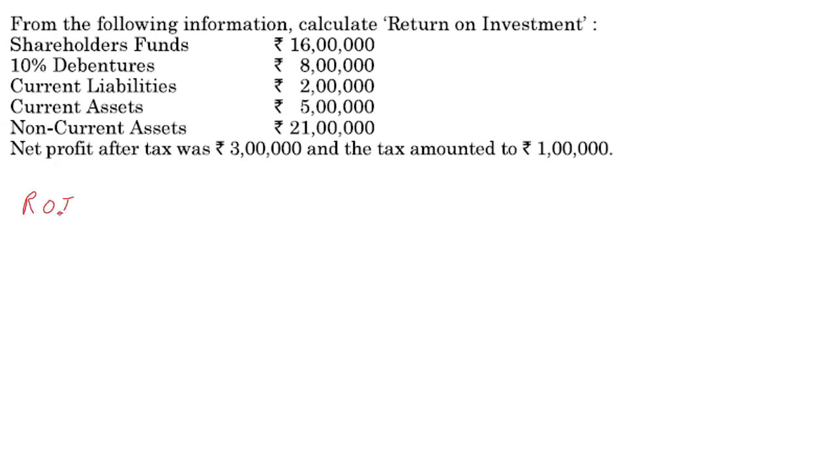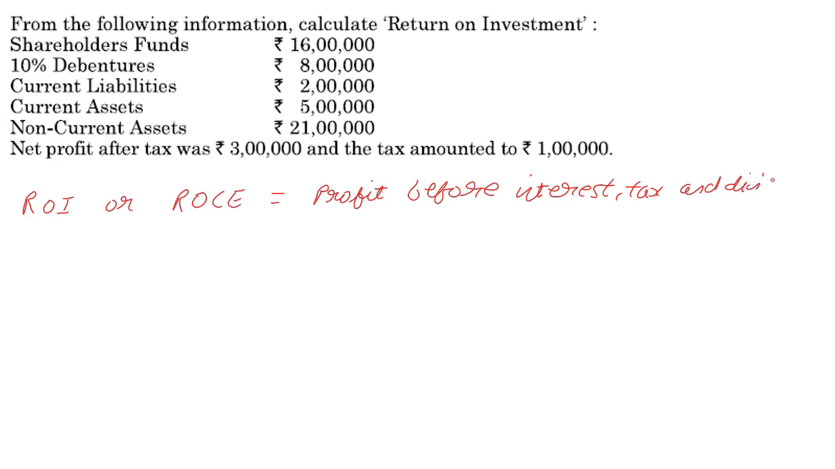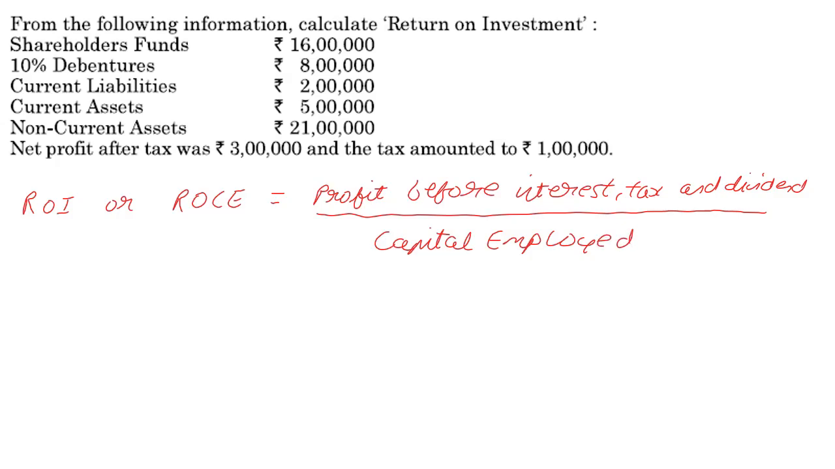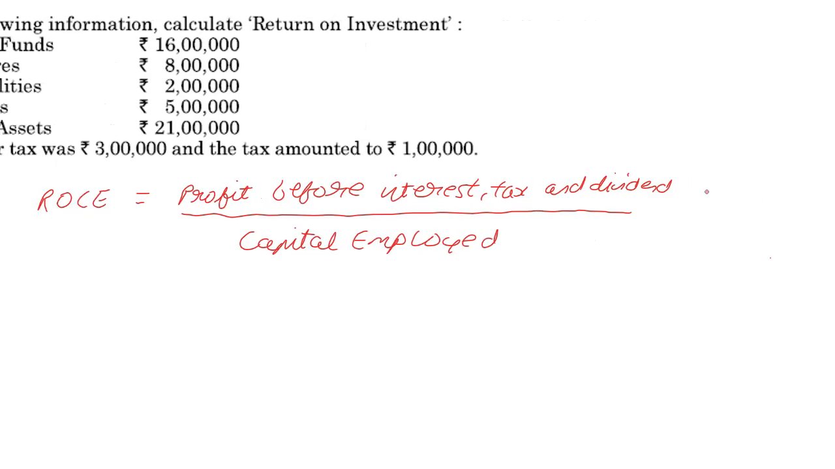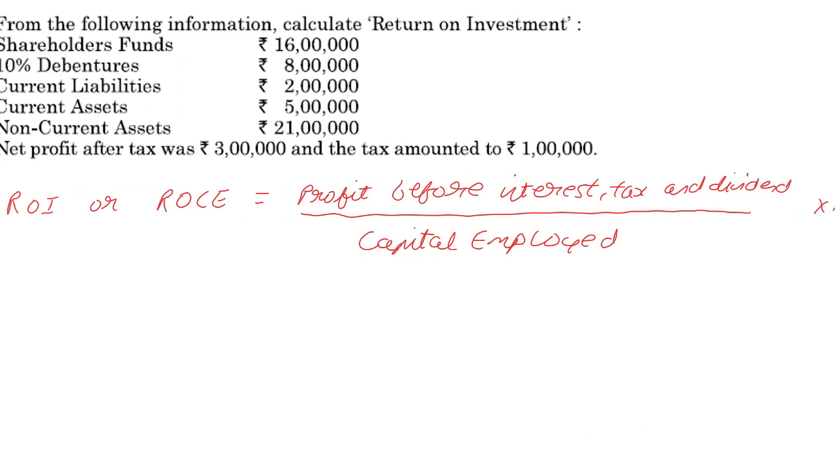Return on investment, also called return on capital employed, is equal to profit before interest, tax, and dividend, upon capital employed, into 100. Okay, and I'm just going to simplify this formula.